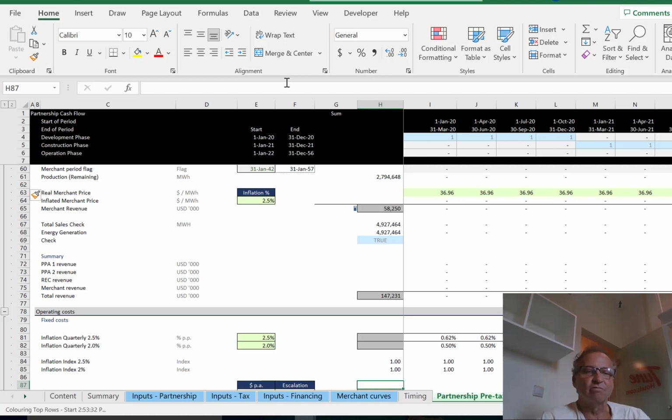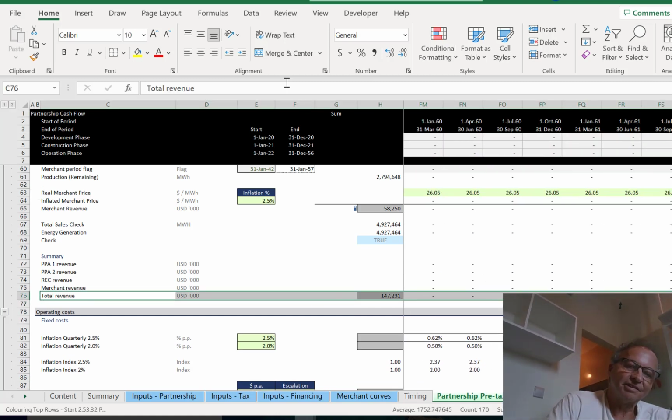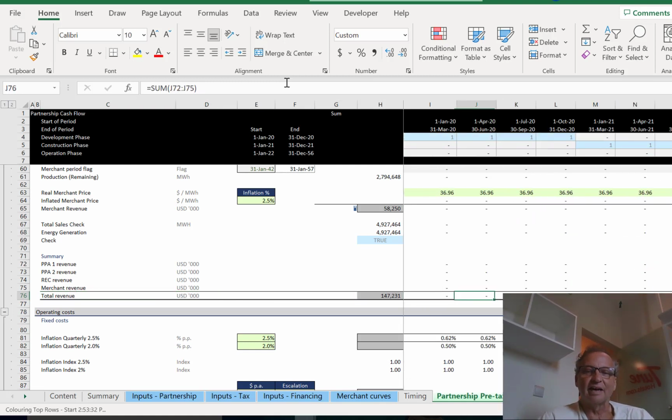Okay, so we get our total revenue. I don't know why. Screw it. I like to press Shift Control E. Okay, and I think we're okay.